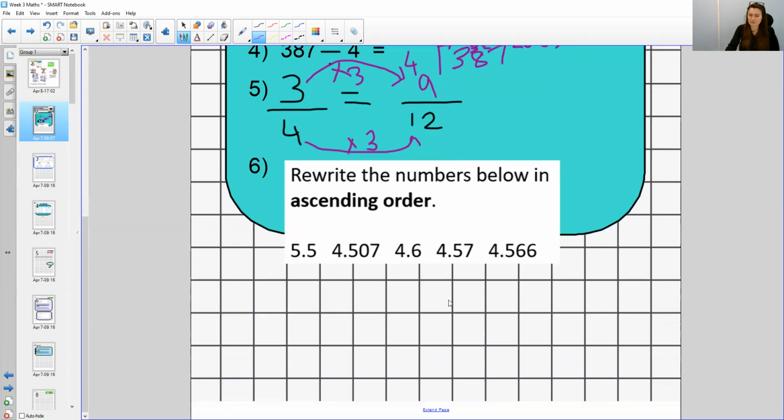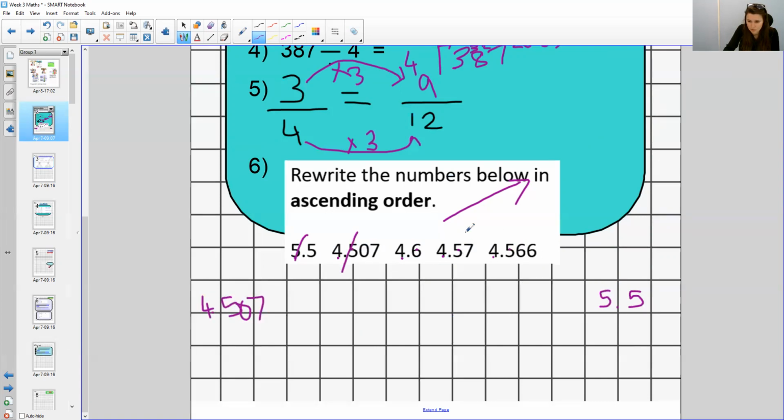And finally, we need to write these numbers in ascending order. It means getting bigger. So this has got a 5 in the ones, and the others all have 4s in the ones column. So I'm ignoring the 5 because that is going to be my biggest number. I can actually just put it straight at the end, and then it's done. Now, when we're ordering, we then look at the next digit over. I've got 5/10, 6/10, 5/10, and 5/10. So again, it's going to be one of my 5/10. Look at the next column, hundredths. So it's going to be my 0 hundredths that is my smallest.